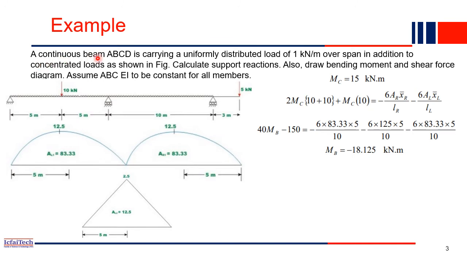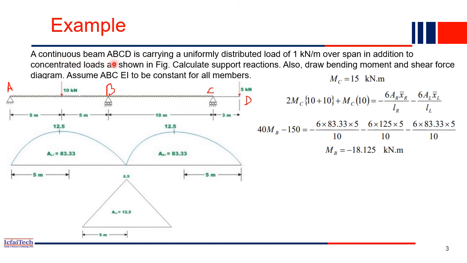A continuous beam A, B, C, D. The nomenclature is not given, so this is A point, B point, C point, and this is D point, right? So this is a continuous beam. More than one span we call continuous. Even if only A to B is a simple beam, when B to C comes again, it means it is a continuous beam. More than one span means it is a continuous beam.